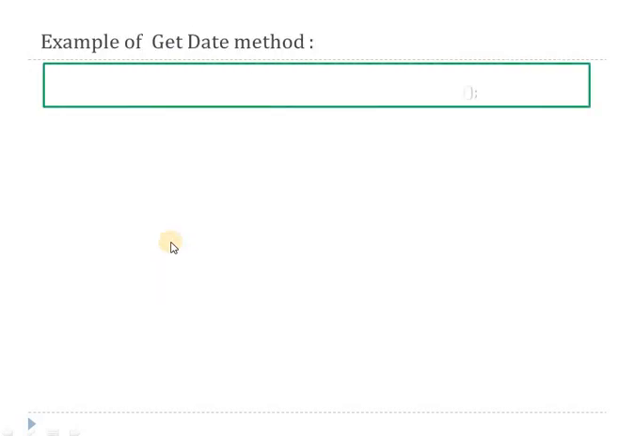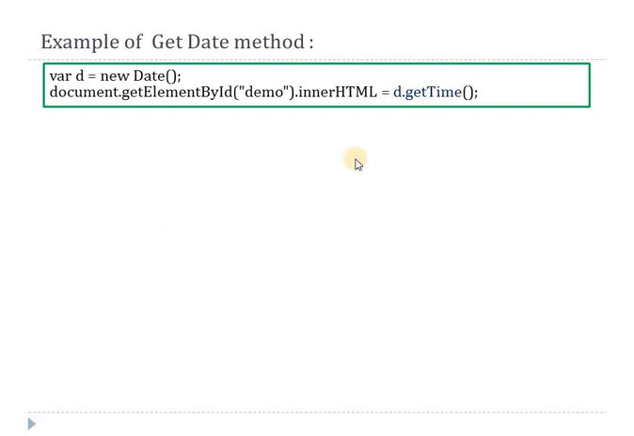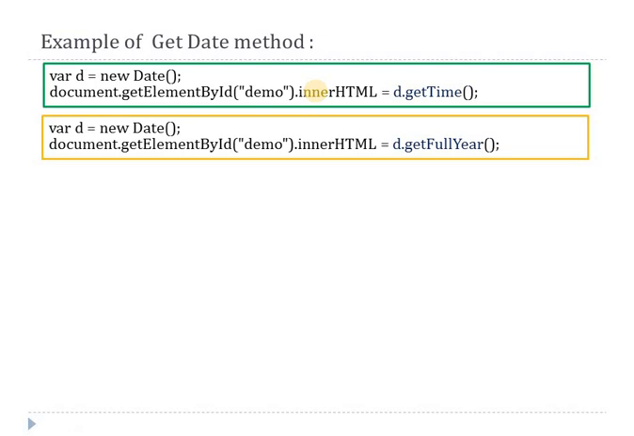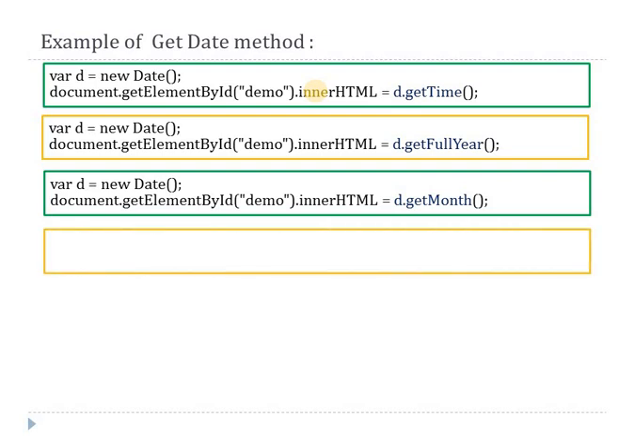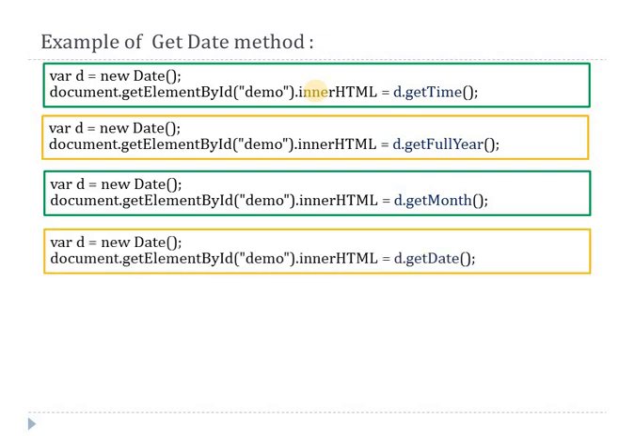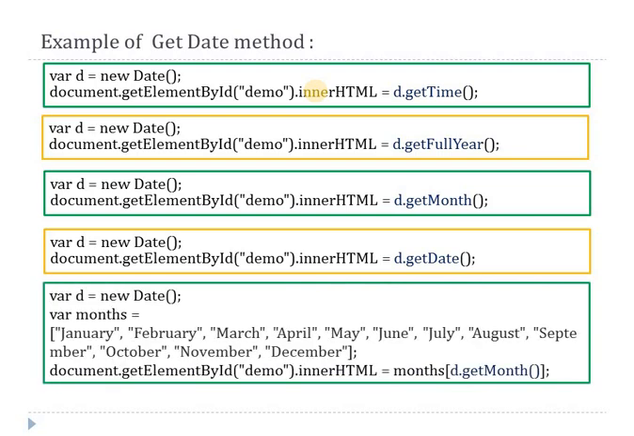Now let's see an example of this. For example, this demonstrates d.getTime. If you want to use this method, the first thing you have to do is create an object of Date. That's why over here we have first created a date object, and get the time using this object and set the text to a particular HTML element. After that, the getFullYear method. After that, the d.getMonth method. After that, the d.getDate method. So these are all examples of these methods.